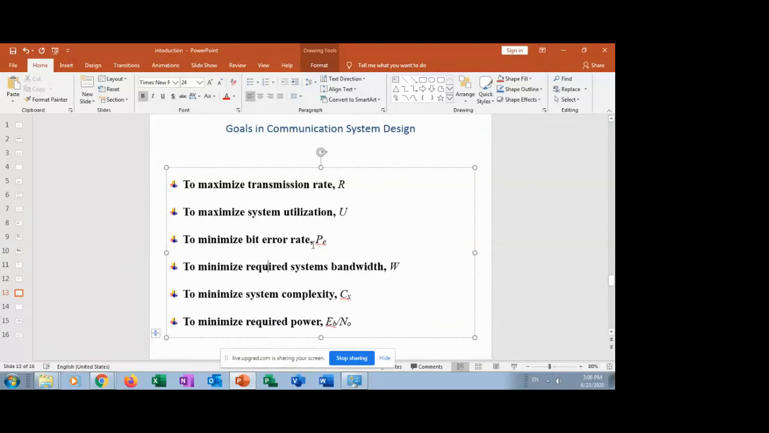It is the fraction of the transmitted bits, for example if you are transmitting 10 bits, that are not received correctly. Obviously, minimizing the system bandwidth or signal bandwidth is a common goal. Also, minimize the system complexity, meaning whatever the design part is regarding transmitter and receiver, we have to reduce that complexity, and minimize the required power level, that is Eb/N0. Here, Eb is the energy of the bit, divided by N0, the noise, which we already discussed in white noise.